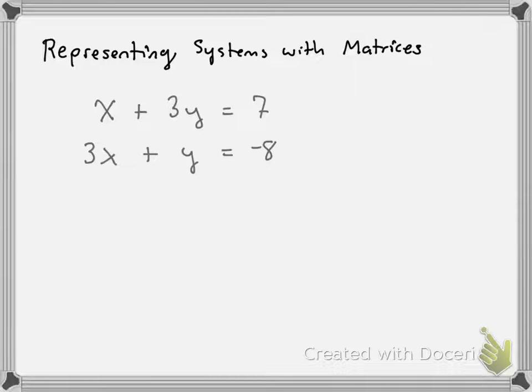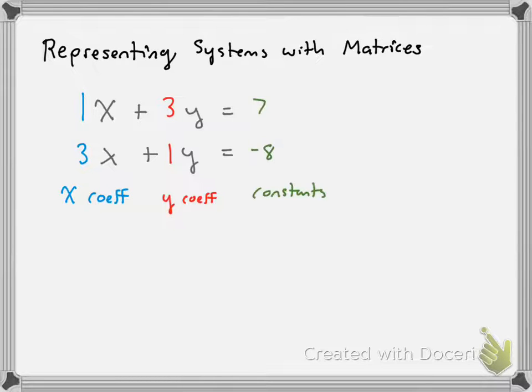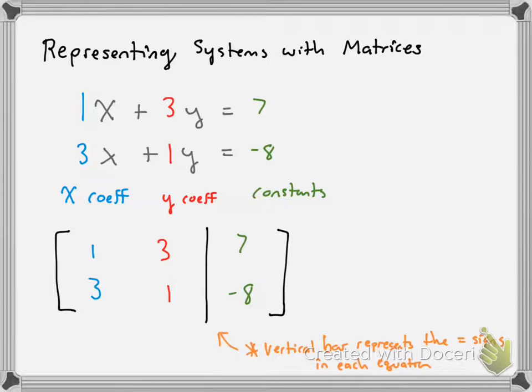So for my x values, my coefficients are 1, 3, so that's going to be my first column. My second column will be my y coefficients, which here is 3, 1. And finally, my constant numbers at the end of those equations are 7 and negative 8. So I'm going to rewrite this as a matrix as 1, 3, 3, 1, 7, negative 8. And sometimes in a matrix, you'll see a vertical bar between that second and third column. What that means is it just represents the equal signs that would be in each equation.